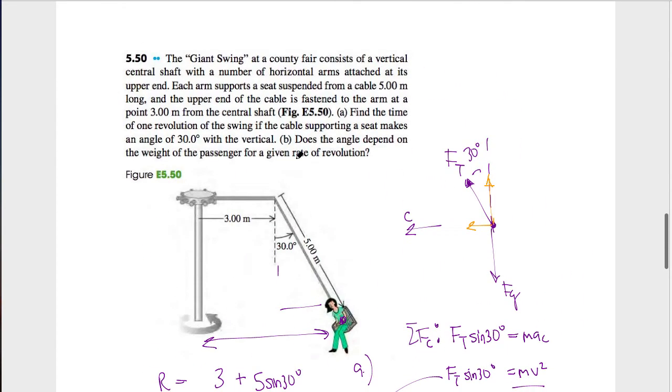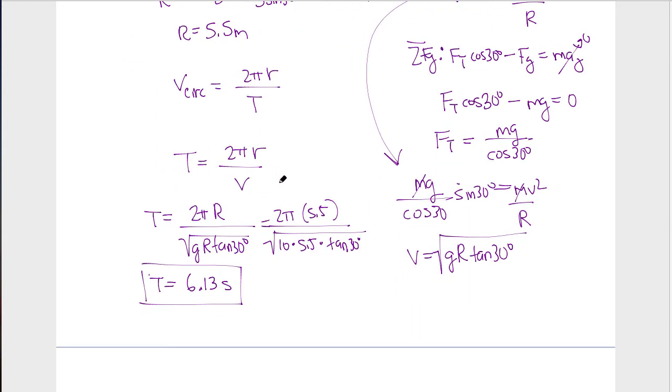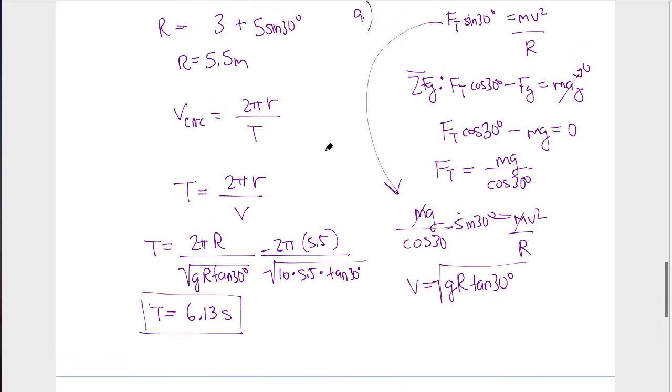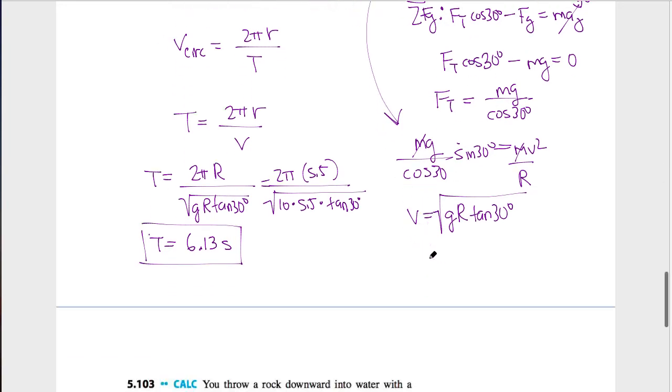Now part B asks, does the angle depend on the weight of the passenger for a given rate of revolution? So how do we figure this out? If I were to go back and look at my force equations, what I need to look for is how this angle would be changing depending on v.